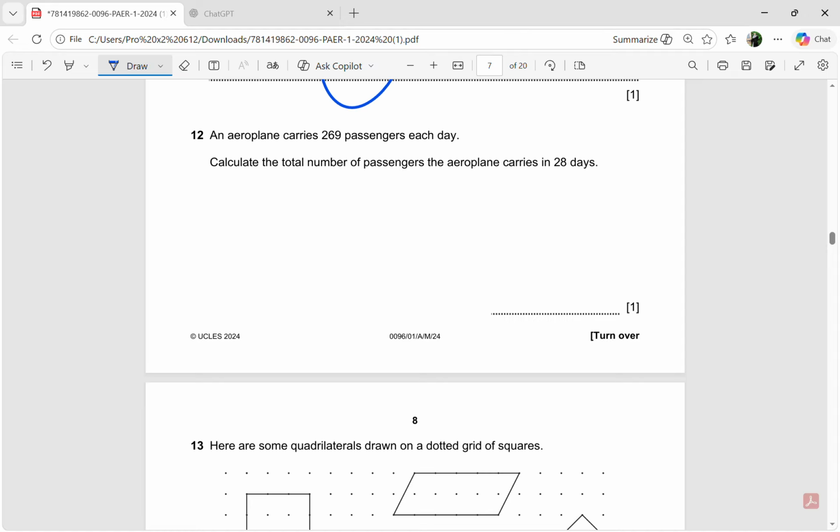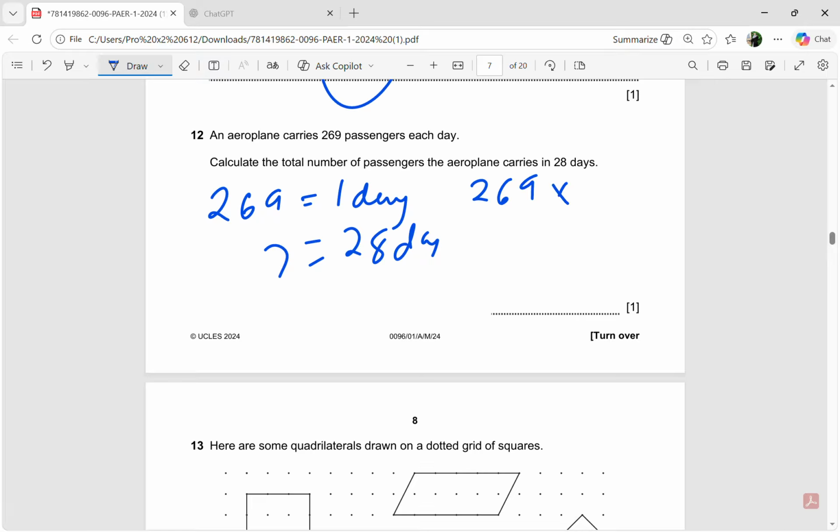An aeroplane carries 269 passengers each day. So per day, you can carry 269. Calculate the total number of passengers an aeroplane carries in 28 days. So in 28 days, this will be 269 times 28.